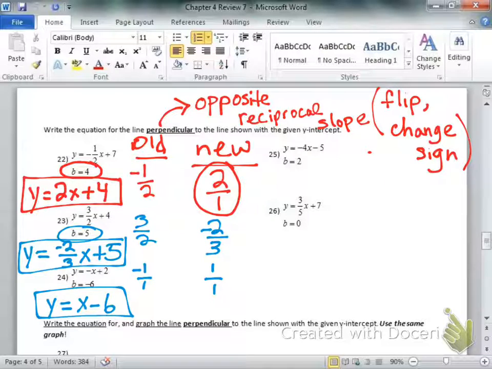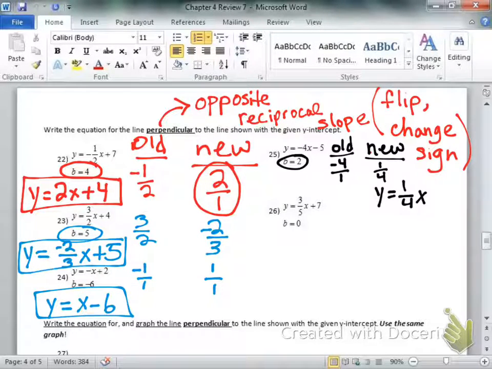Alright, again, over here I'm going to make an old slope column. I'm going to make a new slope column, just to keep my work nice and organized. What's the old slope on number 25? Negative 4 over 1. Good, write it as a fraction. What happens when you do the opposite reciprocal? 1 over 4. It was negative, now it's positive. Very good. And then we're going to use the new b. So this is going to be y equals 1 over 4x plus 2.